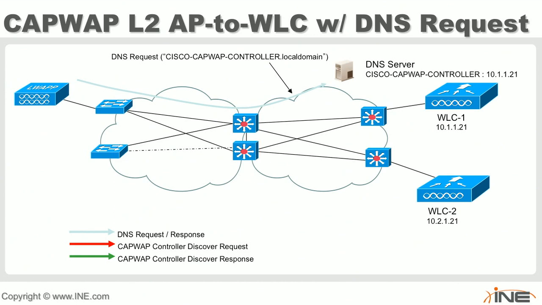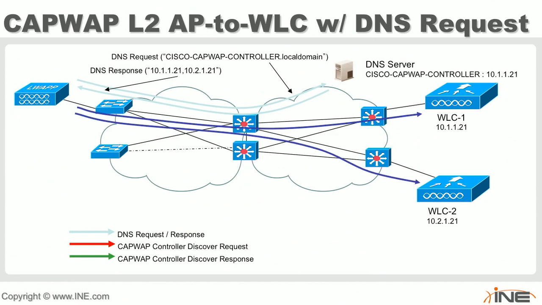So it would make a DNS request called Cisco-CAPWAP-controller.local domain. We would have this set up and provisioned already on our corporate DNS server, and we would return the IP address of a WLC, or multiple WLCs. The lightweight access point would, of course, try to go register, and we would assume everything's going to be fine, and they would be registered.